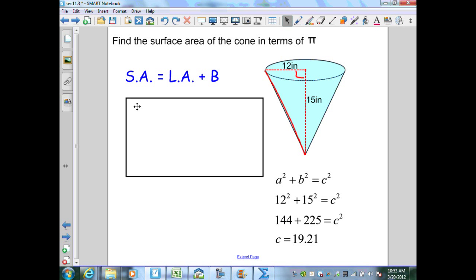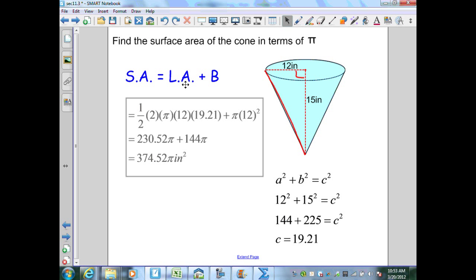Substituting into my formula, I'm going to get my lateral area to be 1/2 times 2 pi r. R is my radius, and 2 pi r is the circumference of my base. L is 19.21, just calculated, which is the slant height of my cone, plus B, which is the area of my base, which is pi r squared, and r is 12.